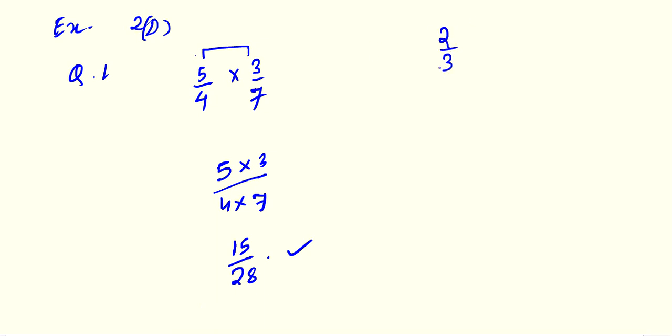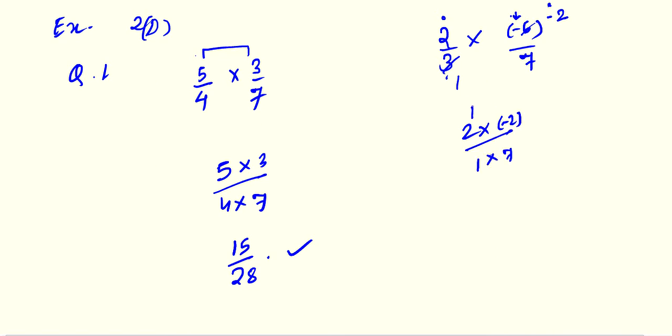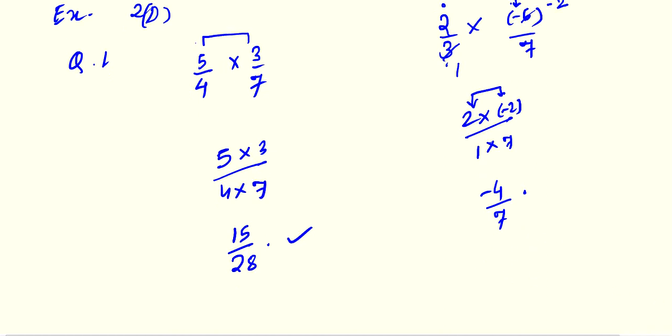One more question. 2 by 3 into minus 6 by 7. Now in this question, you know very well that 3 and 6 have a relation. 6 is a multiple of 3. So 3 ones are 3, and 3 twos are 6, but the negative sign is there, so write minus 2. Now 2 into minus 2 upon 1 into 7. So 2 twos are 4 along with the negative sign, and 1 seven is 7. So this is your required answer. Okay.